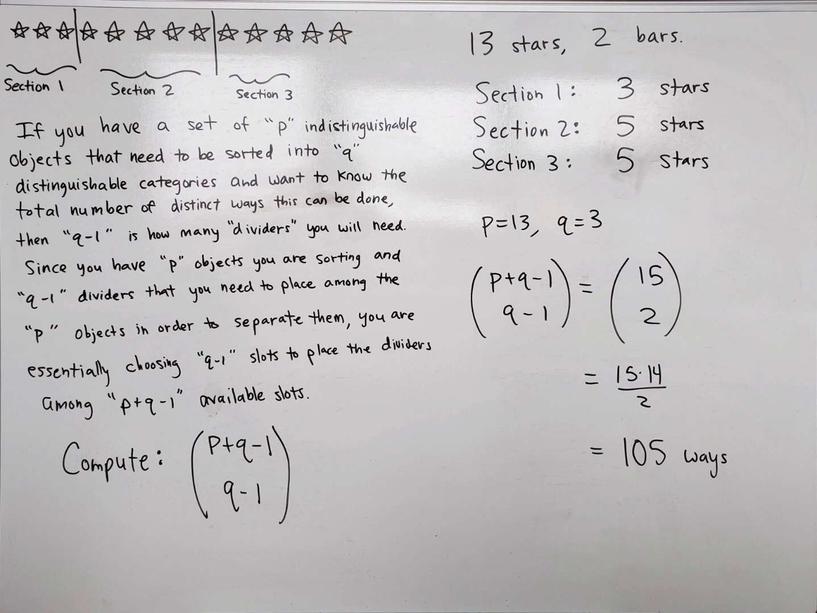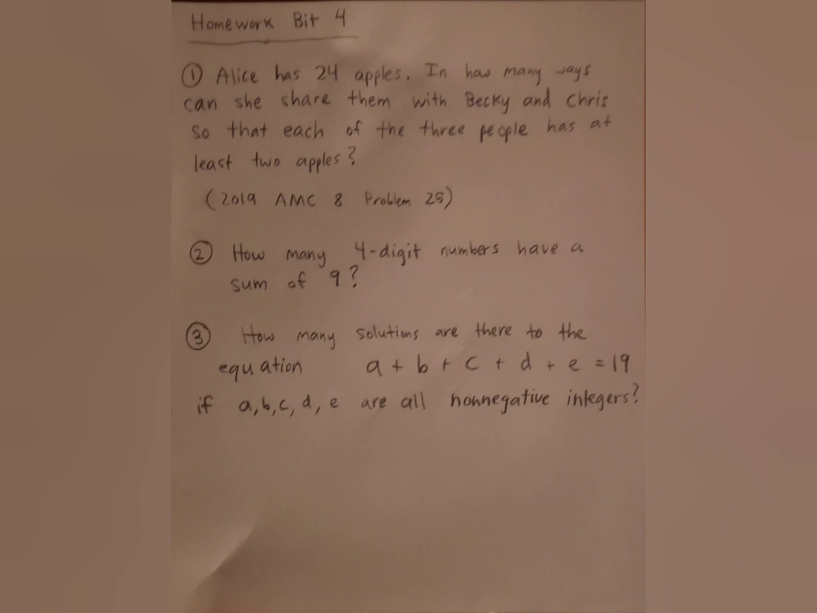Also keep in mind that you're going to compute the total number of objects you have, so like the stars, plus the number of dividing lines, and you're going to take that number, choose the number of dividing lines.